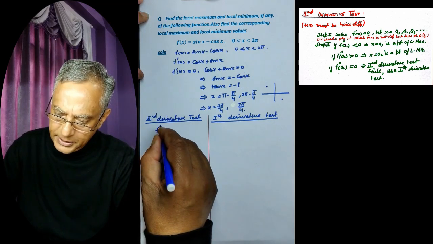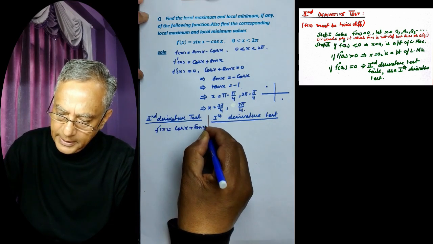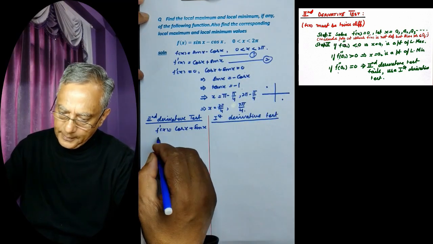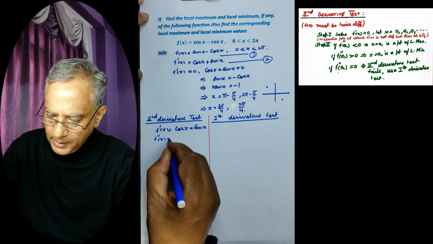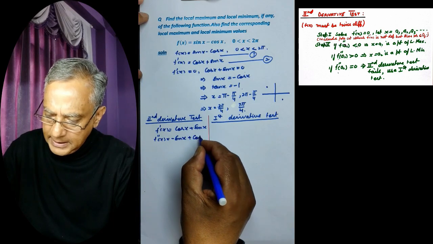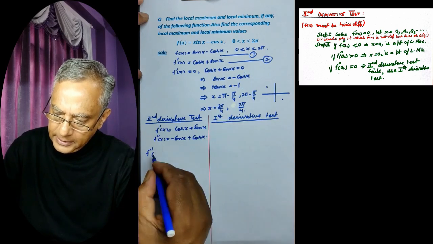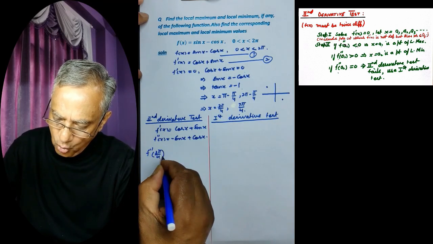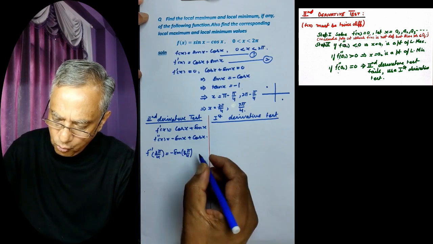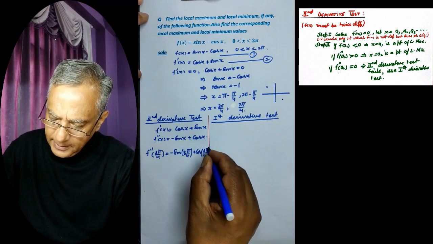Now f dash x is equal to cos x plus sin x. See this as 1, this is 2. So f double dash x is equal to differential of cos is minus sin x and differential of sin x is cos x. So f double dash at this critical point, that is 3 pi by 4, this is equal to minus sin 3 pi by 4 plus cos 3 pi by 4.